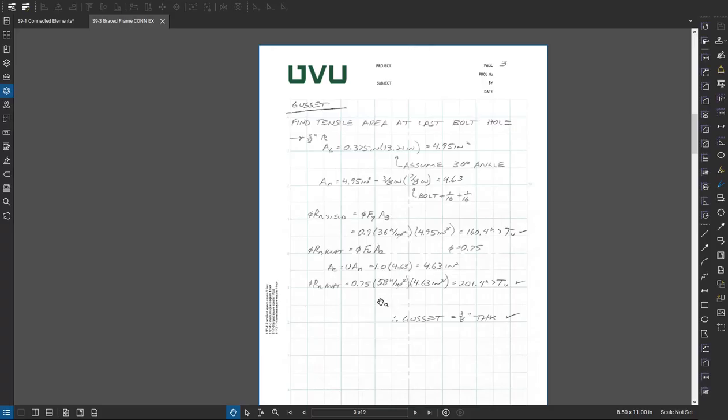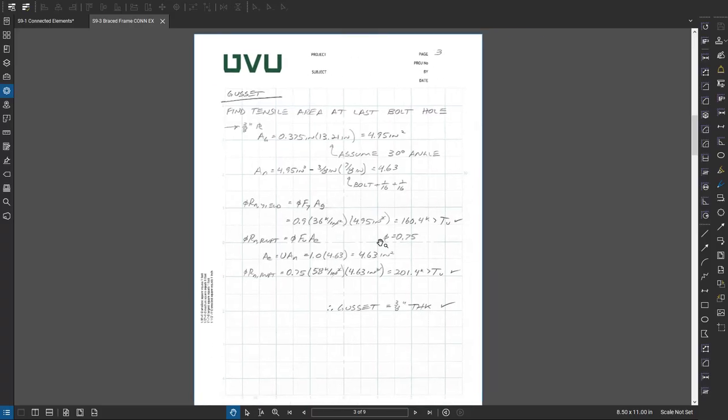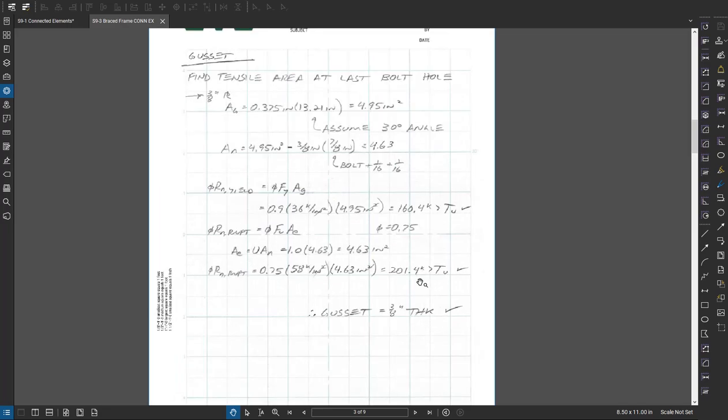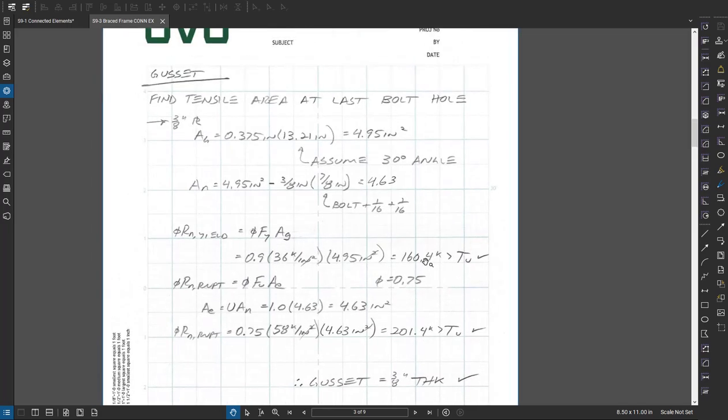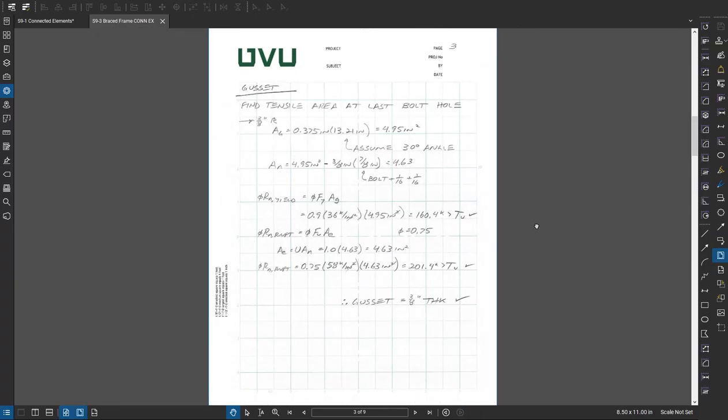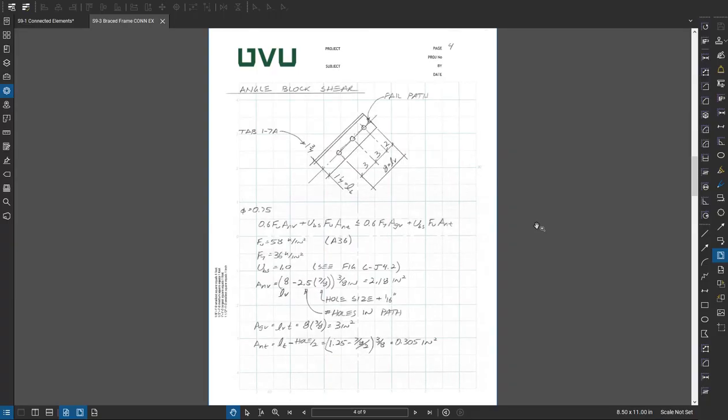hole reduction, and then kind of work my way through the tension rupture and the tension yielding strength equations, which, as you can see here, are both quite a bit higher than the actual force. So you might argue, well, why don't you go down to a 1/4-inch gusset plate? I could do that, but generally I just like to start at 3/8 gussets. All right, next I do the block shear calc.